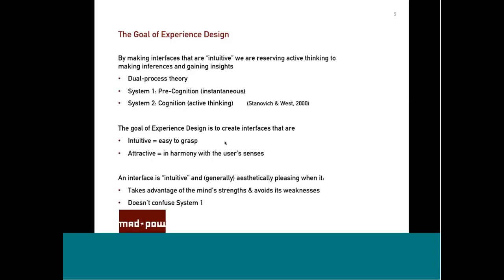And we're going to be concentrating the discussion on System 1 today, because that's the system that really gets at intuitiveness and, generally speaking, at aesthetics. By designing correctly, we'll be taking advantage of System 1's strengths and avoiding the weaknesses of System 1, which we'll talk about. And overall, the goal here is to not confuse System 1. That will make it intuitive. That will hopefully make it aesthetically pleasing as well.